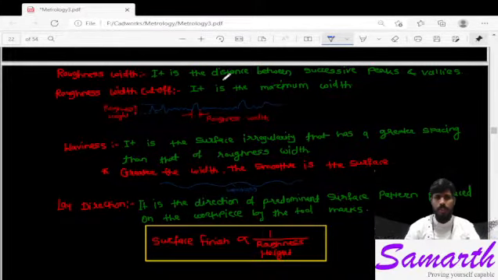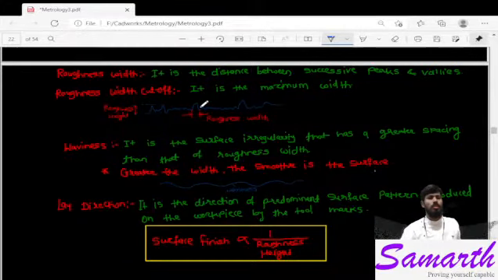It is the distance between successive peaks and valleys. In the figure here you can see this is the roughness width. This one is a valley and this is another valley. The distance between these adjacent valleys is the roughness width. It may be the distance between two adjacent peaks or valleys or troughs.